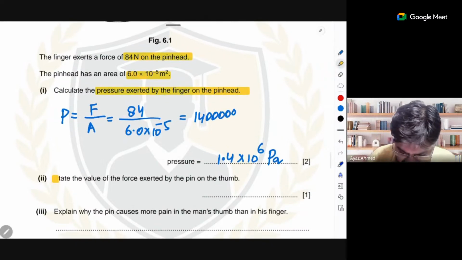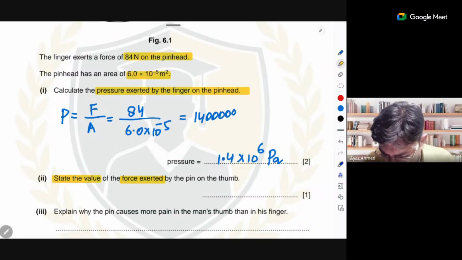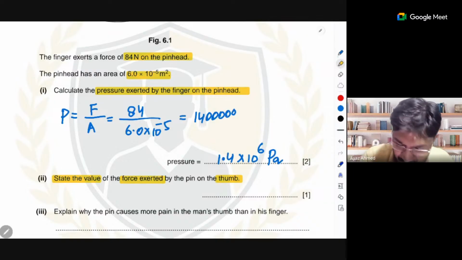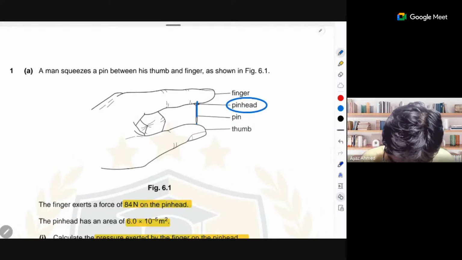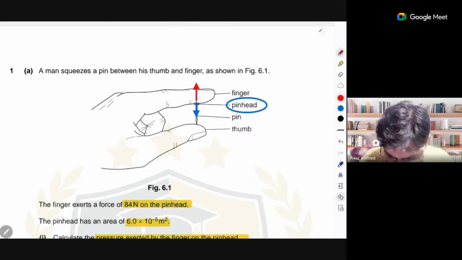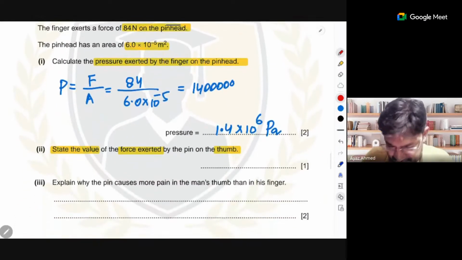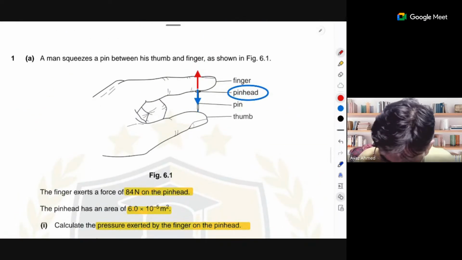Now, state the value of the force exerted by the pin on the thumb. So how much force is being exerted by the thumb on the pin? You know there is an action force downward, and as a result there will be a reaction force on the thumb.